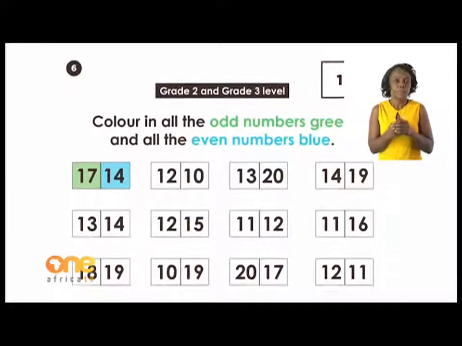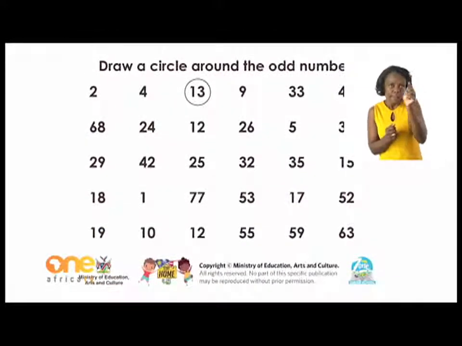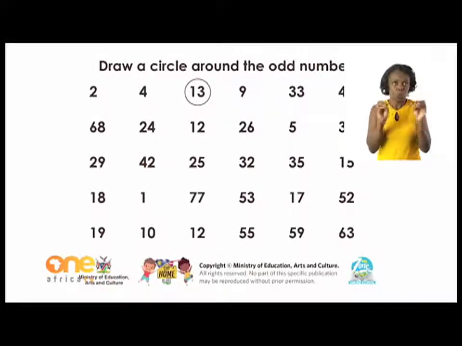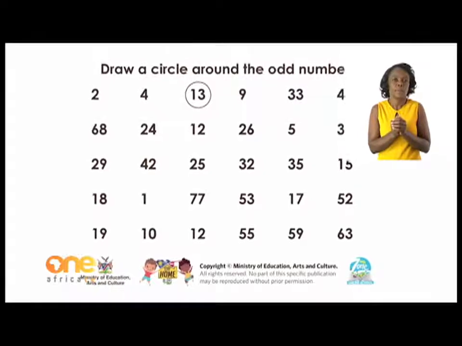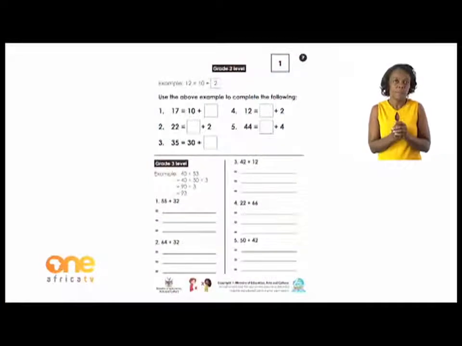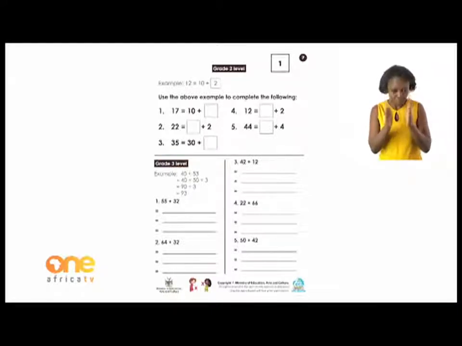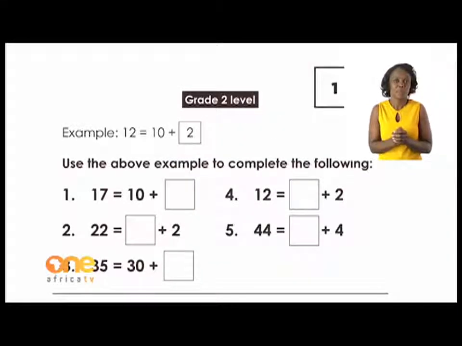The next exercise is very simple. I would like you to circle, put a round circle around all the numbers which are odd. All the odd numbers, remember what are odd numbers? You skip them when you are counting in 2. Now we can go to page 7. On page 7 is a bit of a challenge, but I'm going to explain to you nicely how you can get to the answer. Let's look at the first example that they have given us.